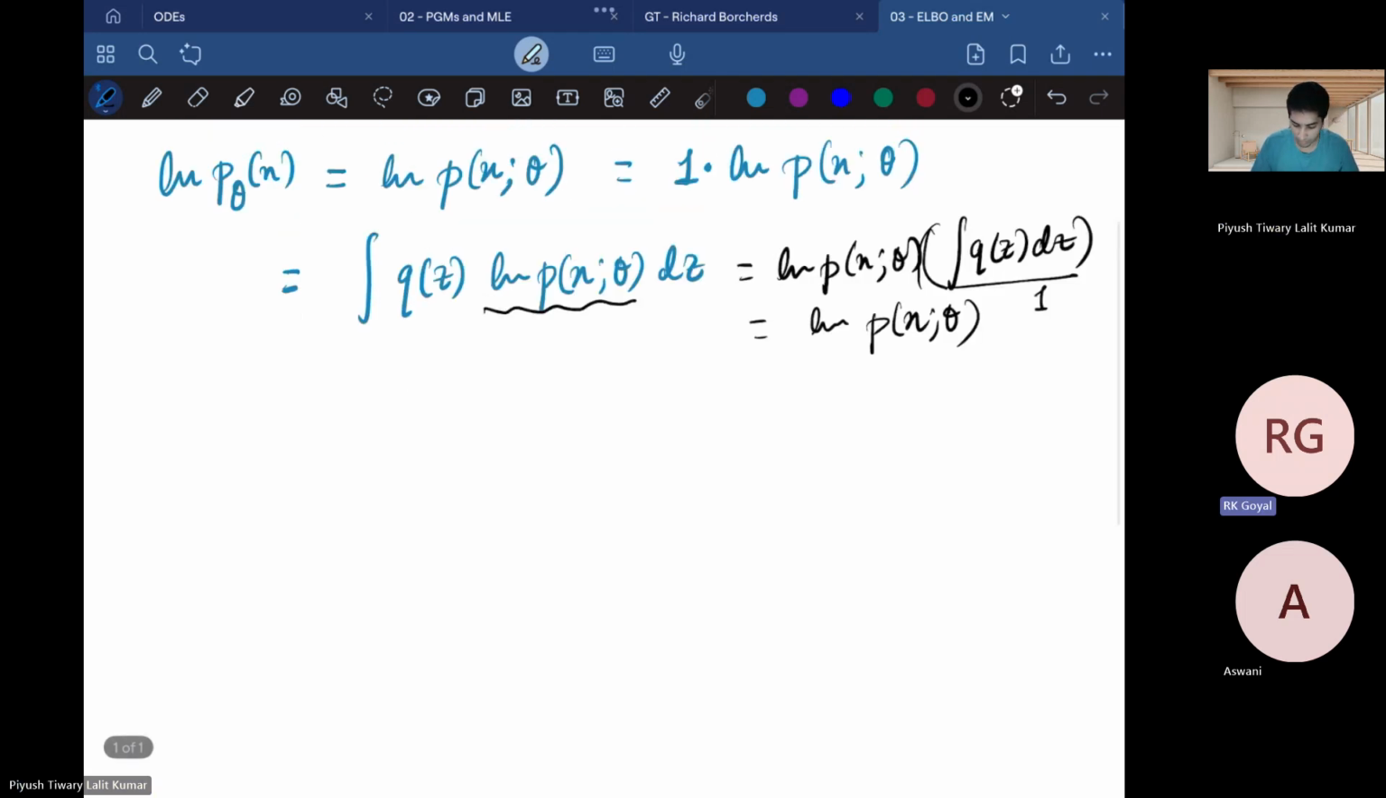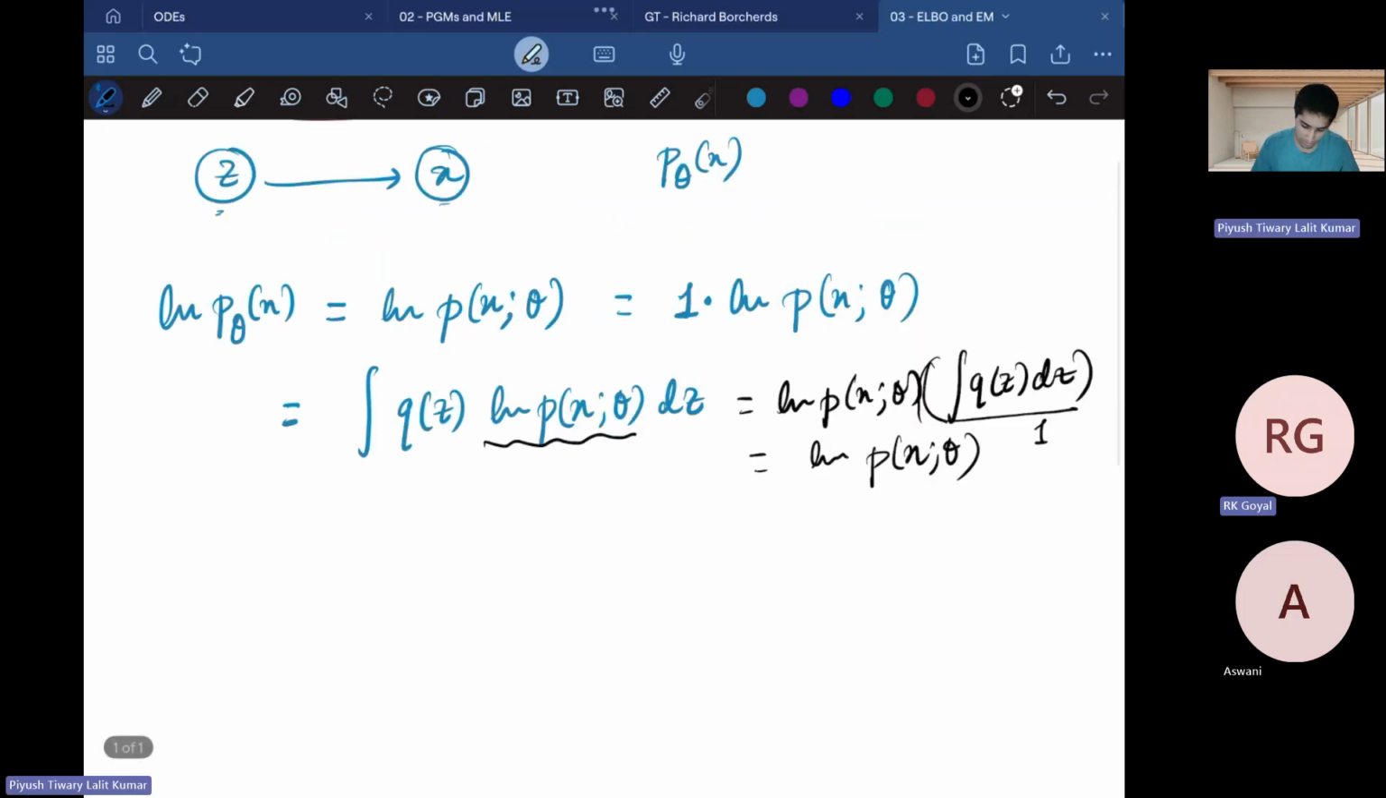So what does the semicolon imply here? Does this mean that this is a joint distribution? No, this is not a joint distribution. This is just to emphasize that this distribution P of X has a parameter theta. That's all. Nothing else. These two things are equal.